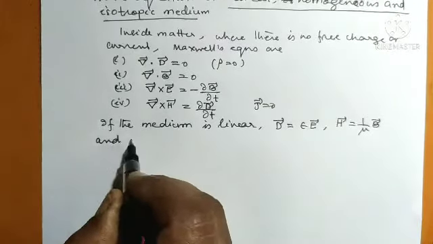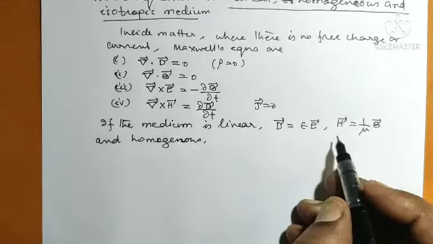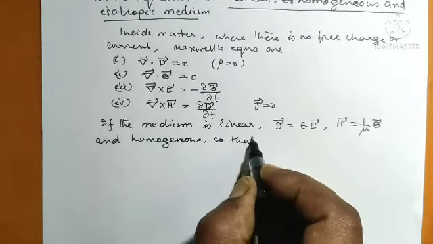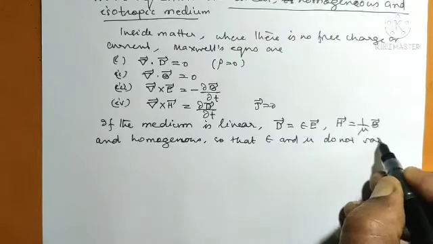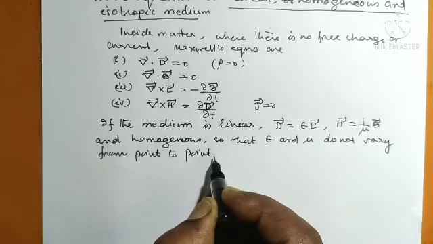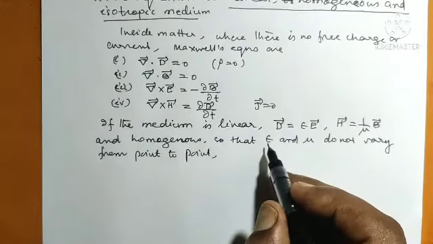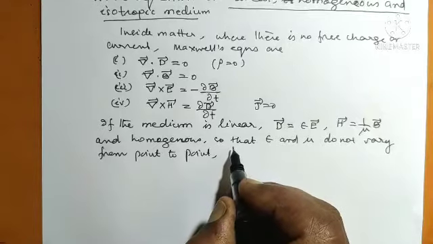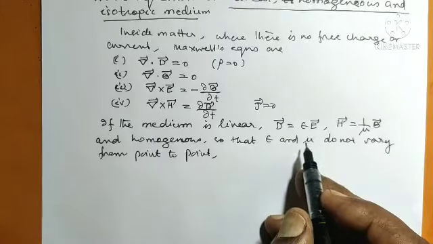And homogeneous. In a homogeneous medium, epsilon and mu do not change from point to point. Clear? So epsilon and mu do not vary from point to point. They are independent of the space coordinates x, y, z. Clear? And isotropic means epsilon and mu do not vary in any direction.